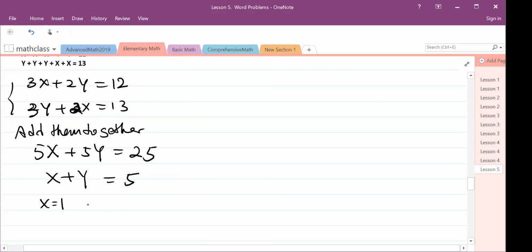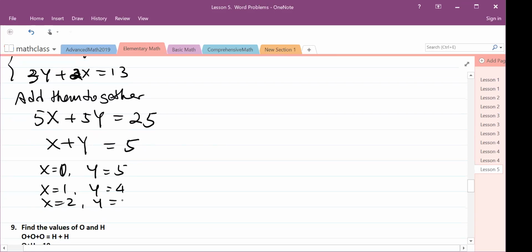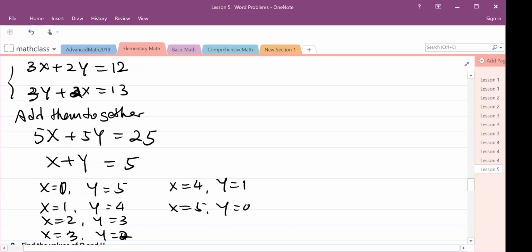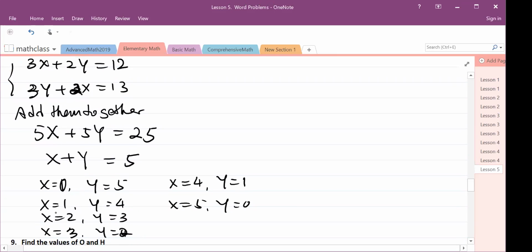x equals 0, y equals 5; x equals 1, y equals 4; x equals 2, y equals 3; x equals 3, y equals 2; then also x equals 4, y equals 1; x equals 5, y equals 0. But if you do the quicker computation, you will see that when x equals 2, y equals 3 is going to be the solution. That's the quick way to do it.